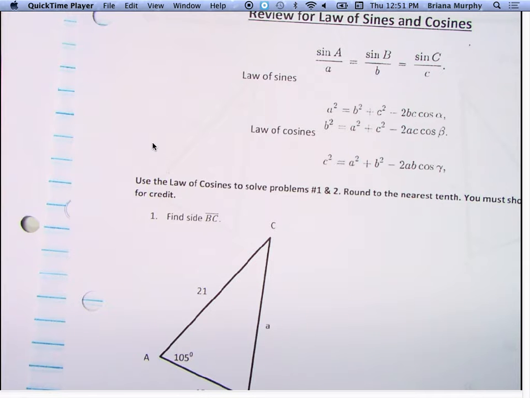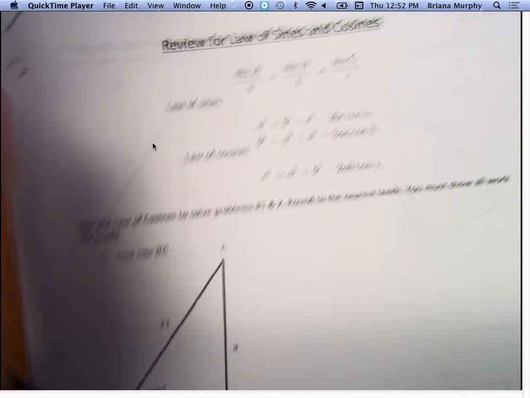Law of sines and cosines. Unless you did not have geometry last year, then this is new. So if it's new, you just might need to spend a little bit more attention.